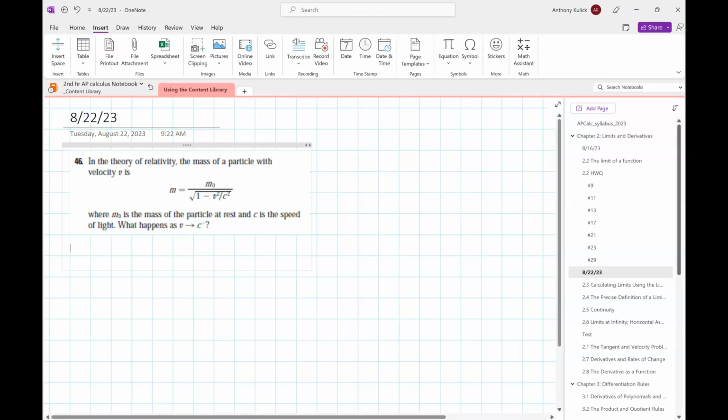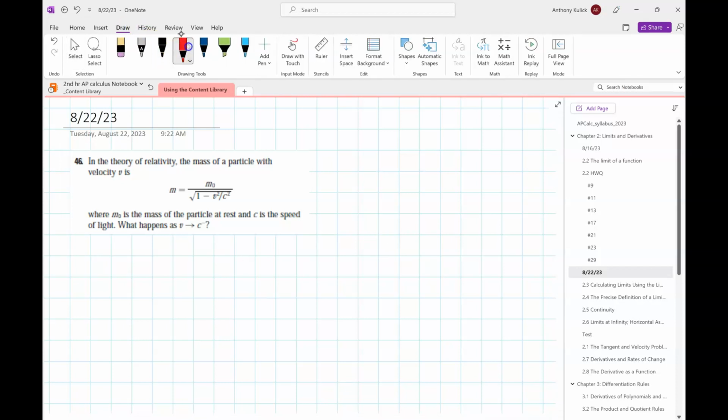So what we're looking for here is the limit as v approaches c of this, right? And we'd say that the mass is going to be that, right?